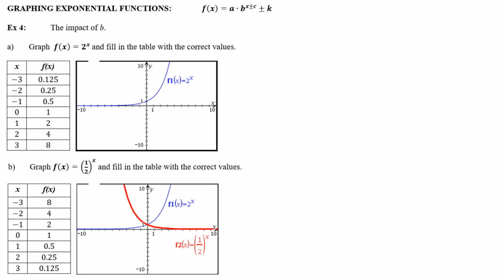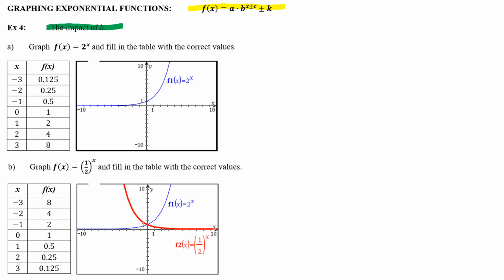All right, looking at example 4, again, still looking at f of x equals a times b raised to x plus or minus c, and then plus or minus k. But now, last thing we're going to take a look at here is the impact of b. So we took a look at k first in example 1, and we determined that what k does is move the graph up and down. Then we looked at c, and we determined that c determines whether or not the graph goes left to right. In example 3, we looked at a, which we determined was our starting point. The last thing we're going to look at is b here.